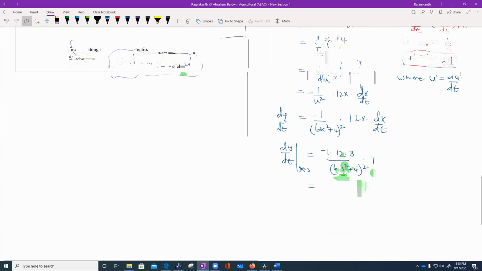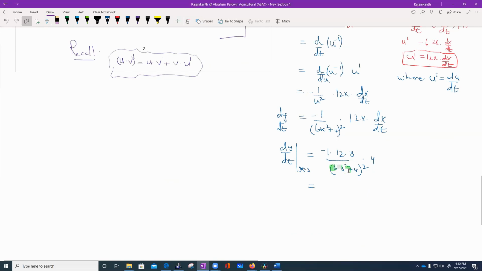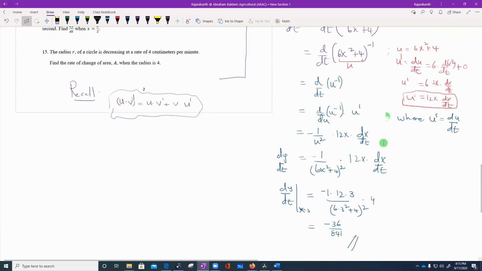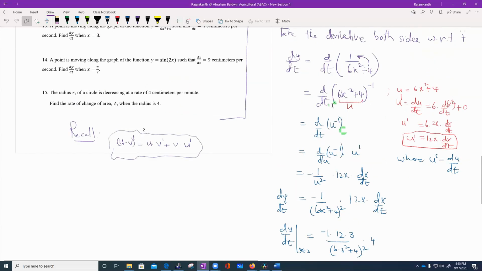So how much is it? 3 squared is 9. 9 times 6 is 54. 54 plus 4 is 58. We have 58 squared, right? So use the calculator otherwise, and you should get negative. Could you check this, please? Check your calculator and type this. So dy over dt is negative 36 over 841, I believe. So a lot of things are happening here, right? You have to use the chain rule, change of variable. Does that make sense?